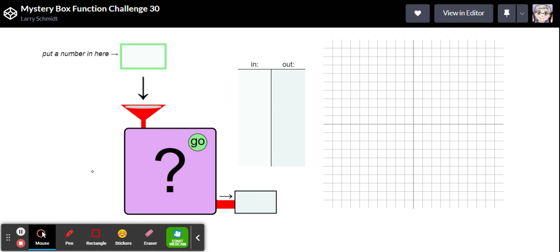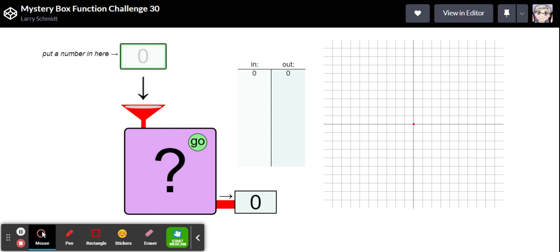You can click on the link in the description to get to this page and try out as many numbers as you want until you think you've got a good guess, and then pause the video while you do that, then come back here and see if I get the same thing. All right, well, we're going to get started with a 0.